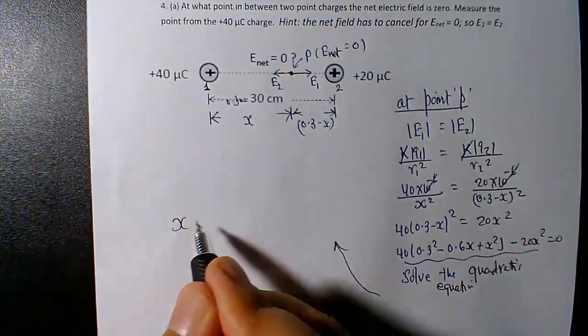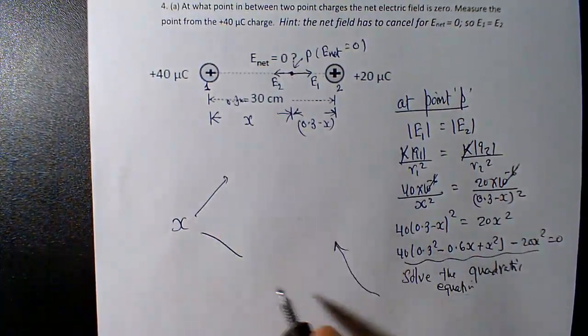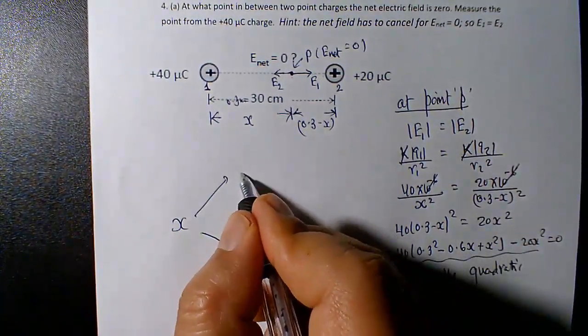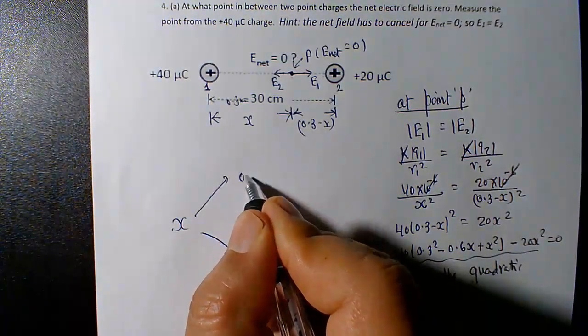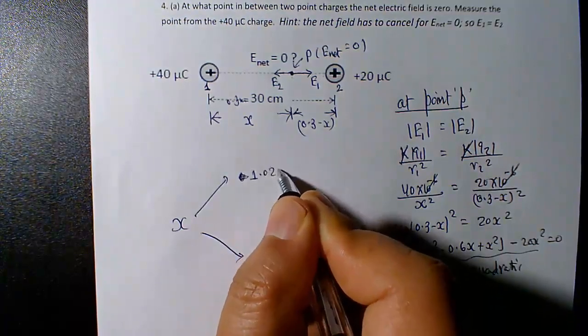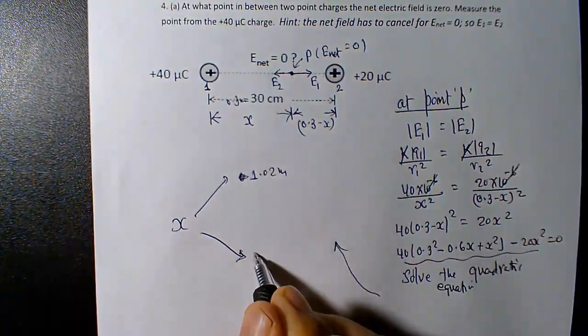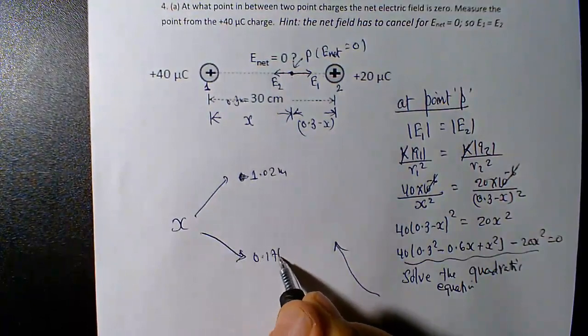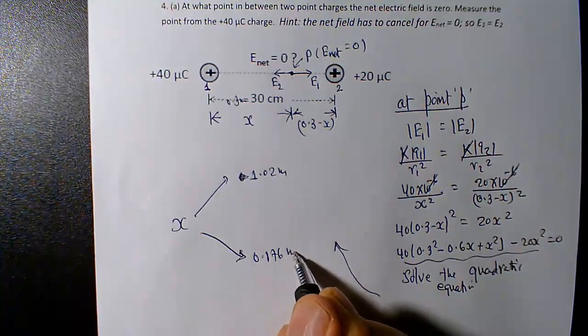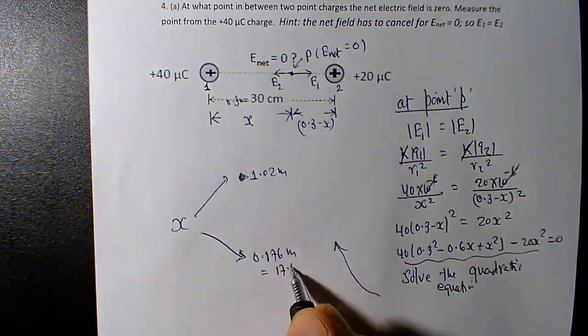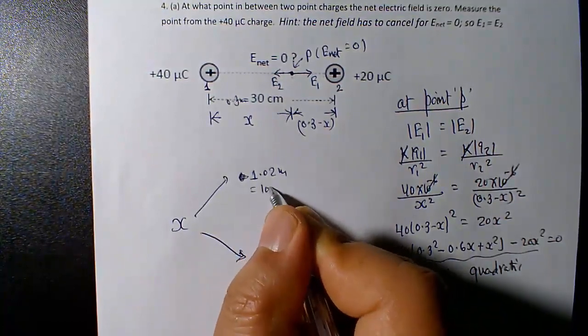It has two roots. So if you want to check your solution, I have the answer. x will be either 1.02 meters, or 0.176 meter, which is 17.6 centimeter. The first is 102 centimeter.